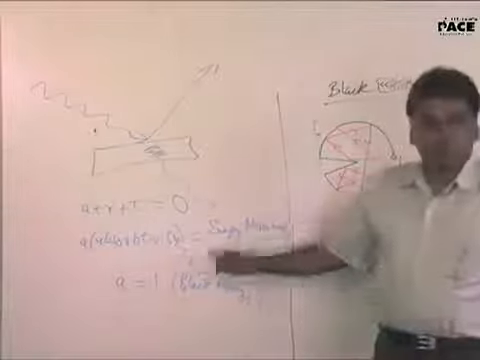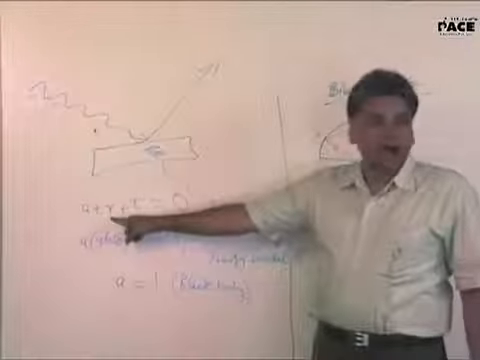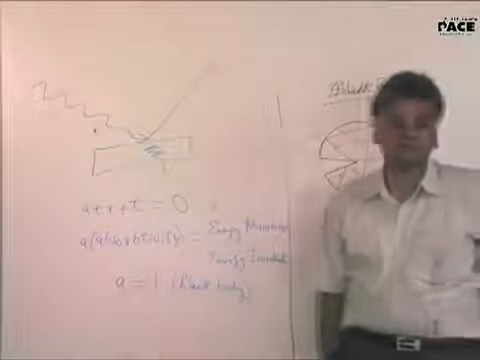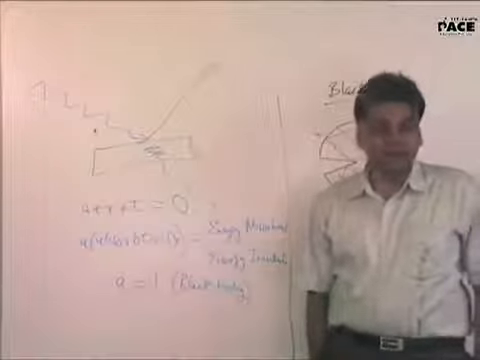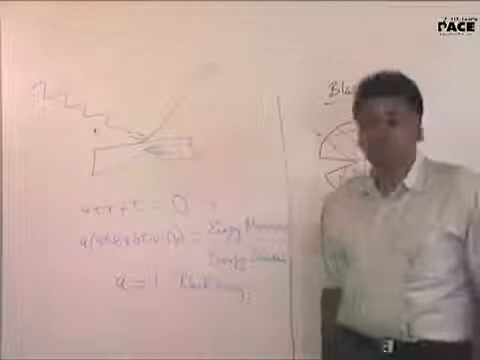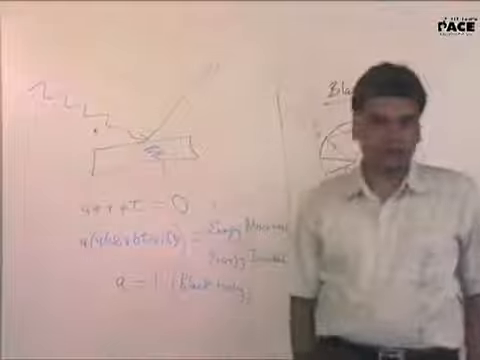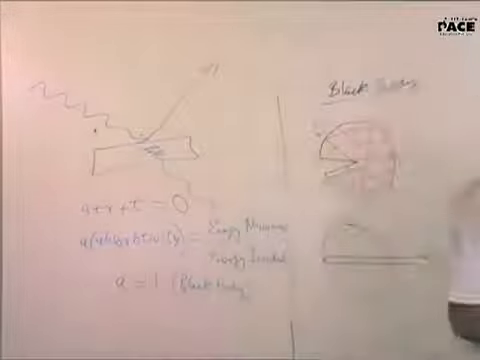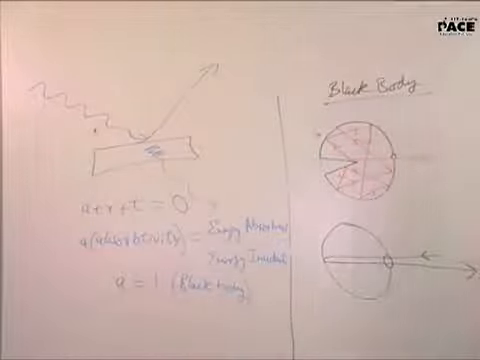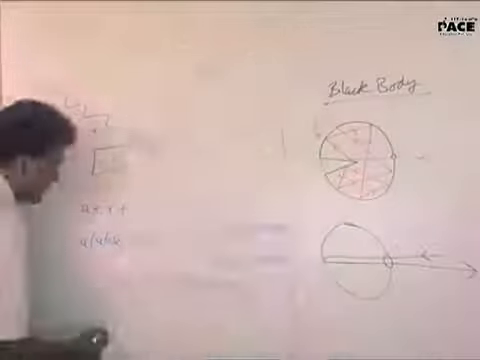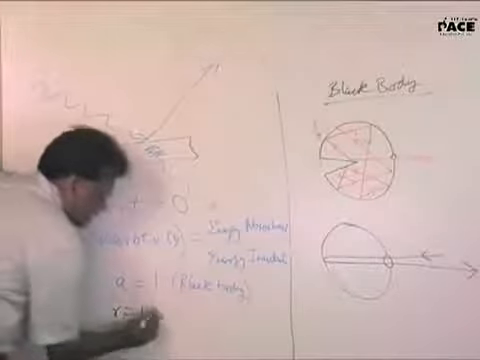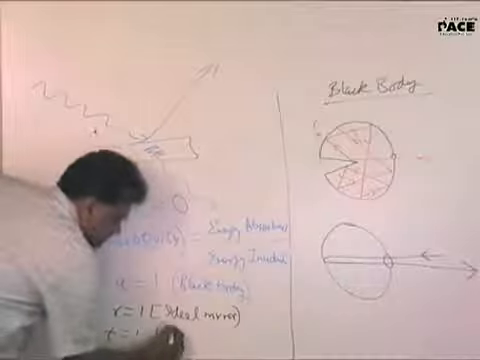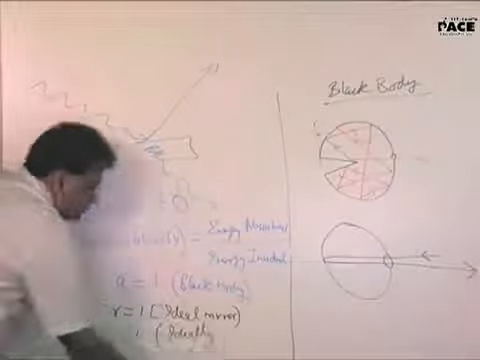This is absorptivity. What do you think is reflectivity R? By the same logic, energy reflected upon energy incident. Likewise, what is transmittivity? Energy transmitted upon energy incident. Now, if reflectivity is 1, that's an ideal mirror. And if transmittivity is 1, that is an ideally transparent body.